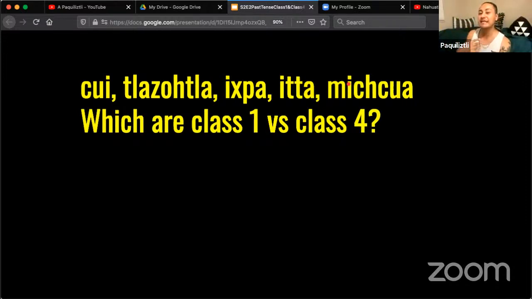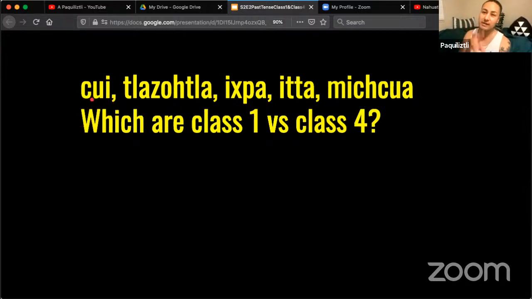So here we're saying eats fish. Nimichcuahqui eats fish on a regular basis. So these are the only class 4 because they follow that pattern. But all the other ones must be, by process of elimination, class 1. If you go look these up, you'll find out that they are.